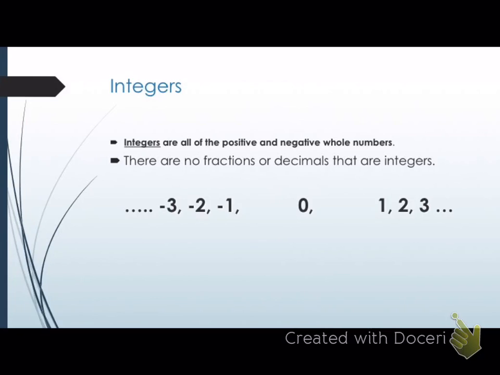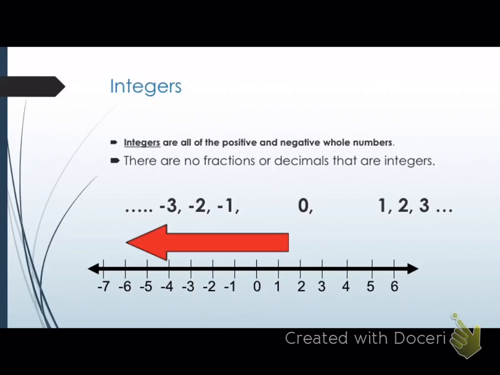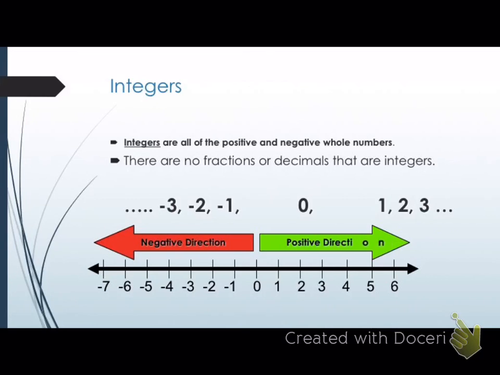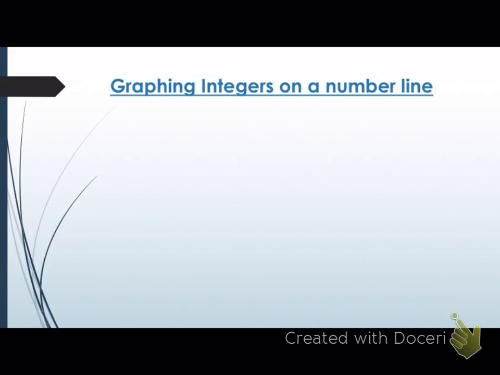Remember, integers are all the positive and negative whole numbers. There are no fractions or decimals that are integers. It's just a quick review. Okay, we look at our number line. The numbers on the left are the negative, and the numbers on the right are the positive. When we graph them on a number line, once again, this is just a quick review.